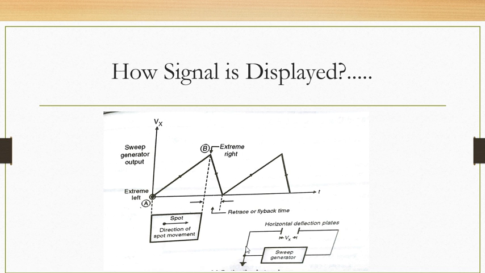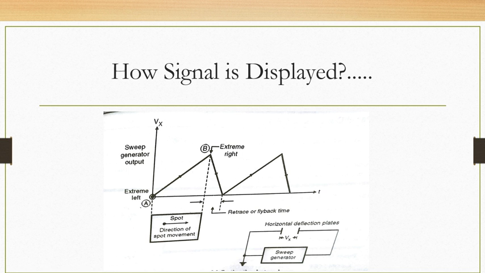Now why it is done so, let's understand with the help of this diagram. This sawtooth waveform is generated by a special unit inside the oscilloscope, which is called a sweep generator or a time base generator. Now let us assume that the voltage applied between the vertical deflection plates is 0, that is, no input signal is applied to the vertical plates.